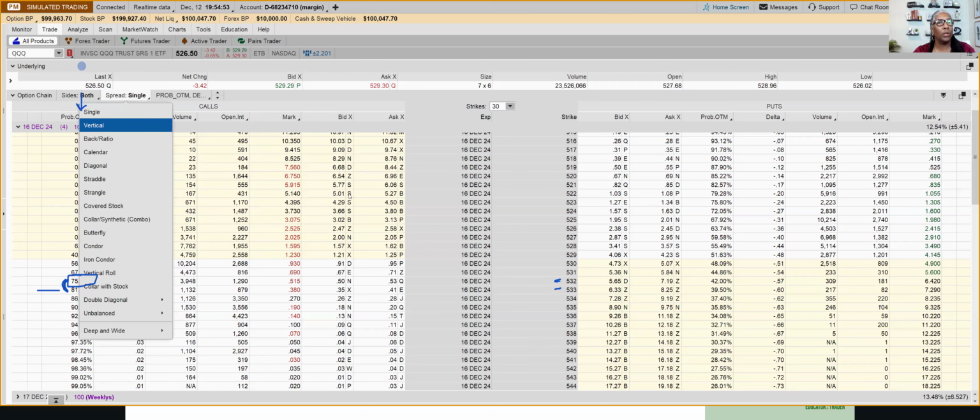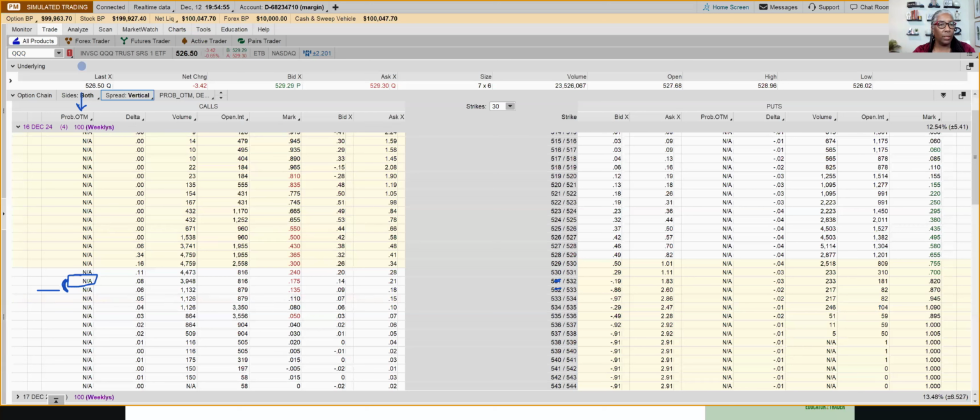Go from single to vertical. If we were looking at 532, now we're looking on the call side. We're on the calls side and we're looking for our number, 532 or 533, on the call side. We want either this one or this one. Notice there's a 532 over here on the put side.